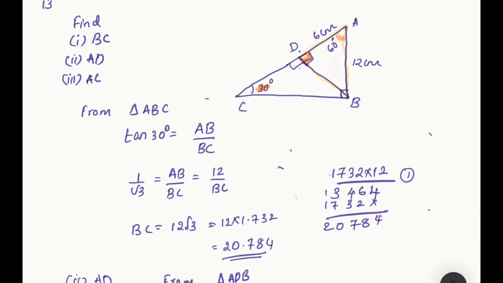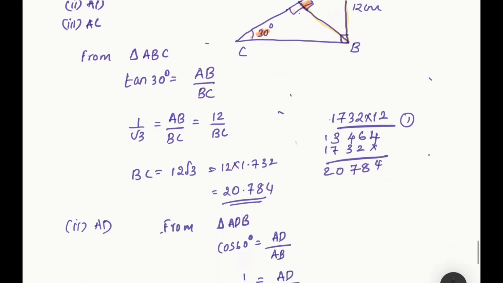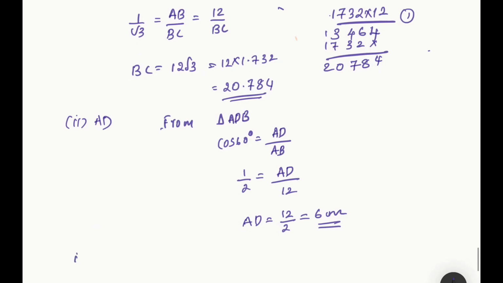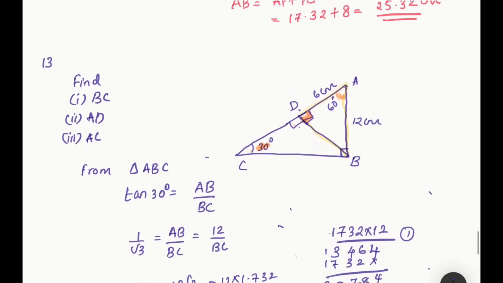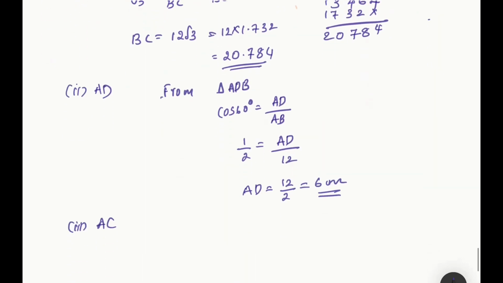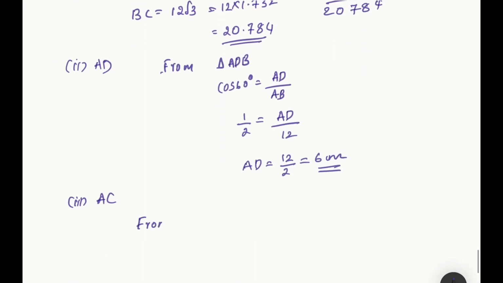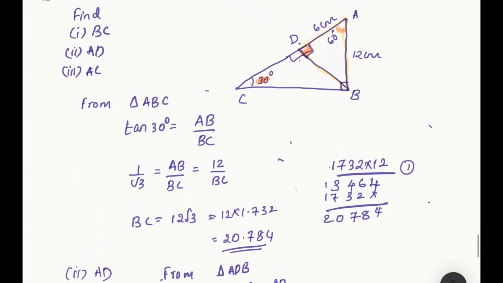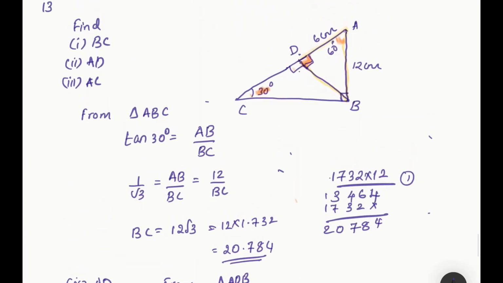Similarly, next question is AC. How do we find out AC? AC you can find out from the main triangle itself. So third sub question, AC. From triangle ABC itself you can use, from triangle ABC. Again, AC will be what? AC is the hypotenuse. Correct? Just have a look.